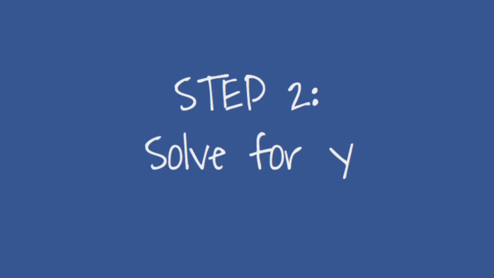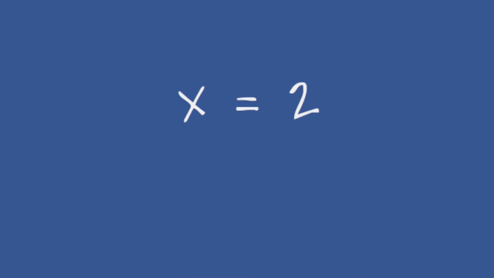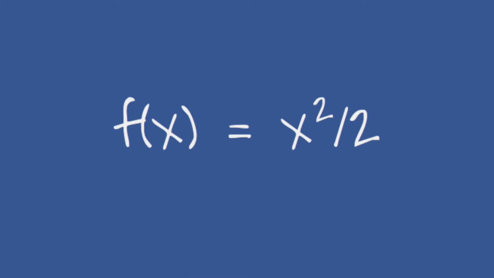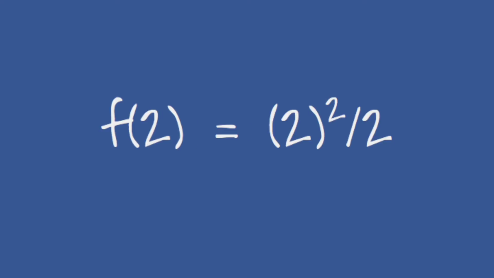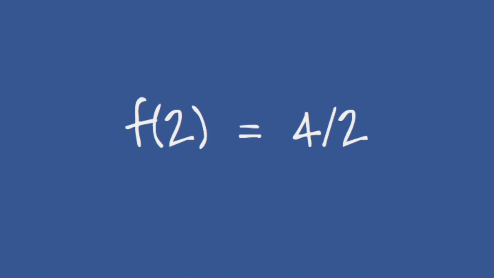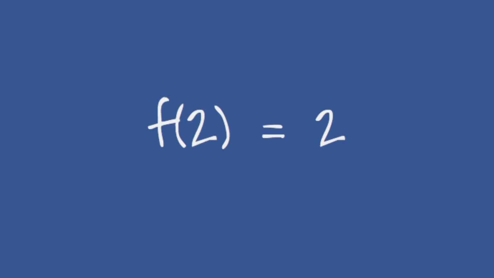Alright, so step 2 now is to solve for y. Here we're going to refer back to our original equation. We know what x equals, but do we know what f of x equals? Well, it's as simple as just plugging it in to the function and finding what f of x equals at x equals 2. And it turns out to, conveniently, also be 2.